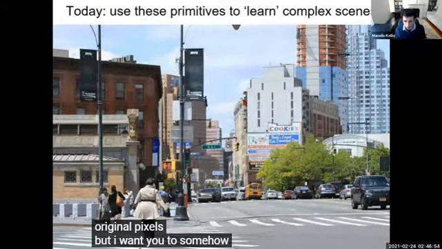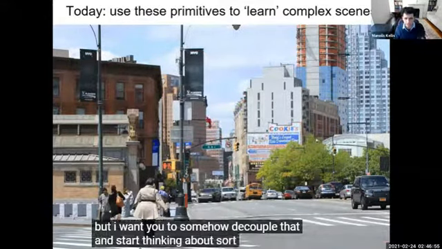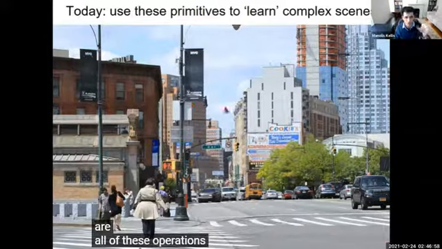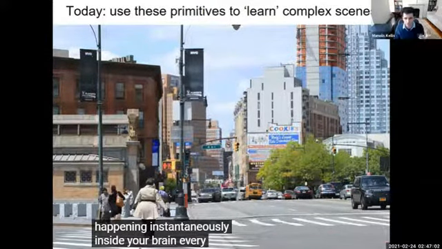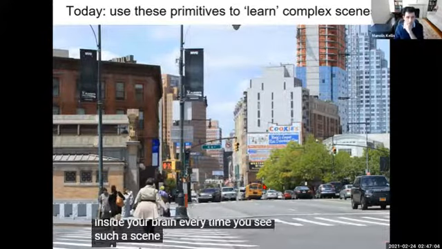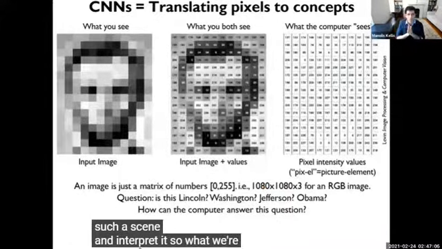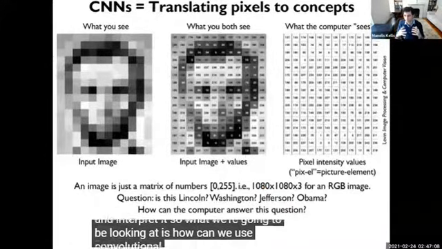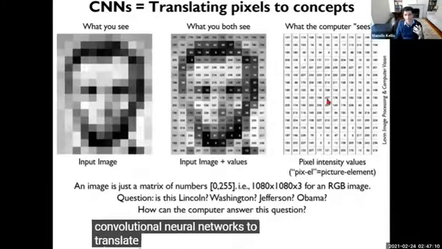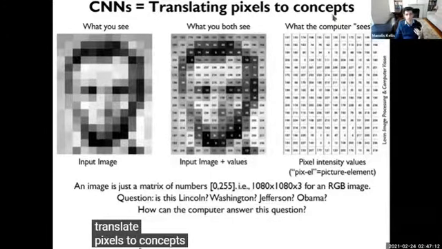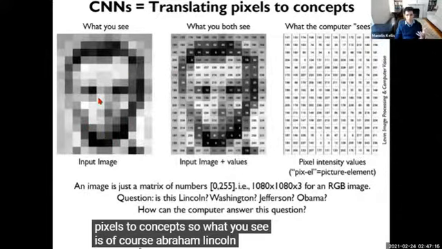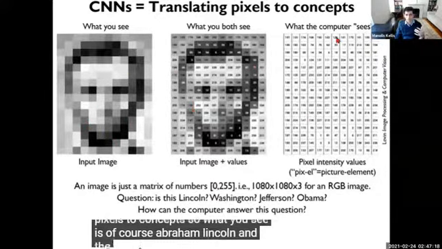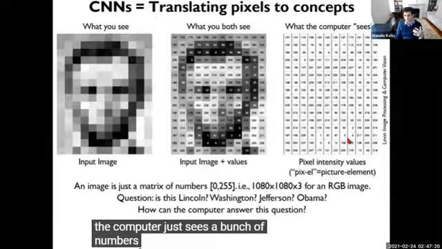But I want you to somehow decouple that and start thinking about what are all of these operations that are happening instantaneously inside your brain every time you see such a scene and interpret it. So what we're going to be looking at is how can we use convolutional neural networks to translate pixels to concepts. So what you see is, of course, Abraham Lincoln, and the computer just sees a bunch of numbers.